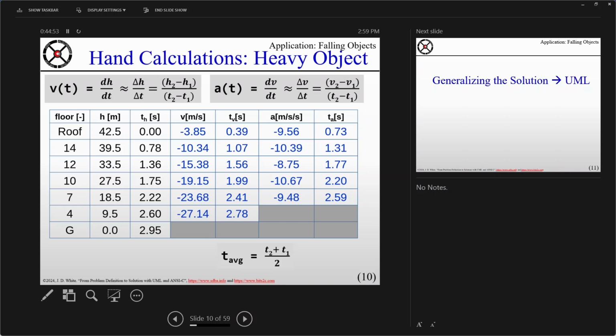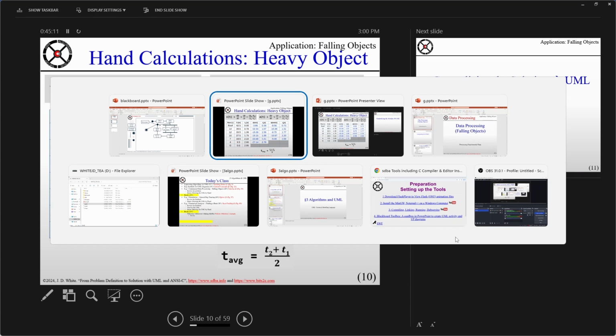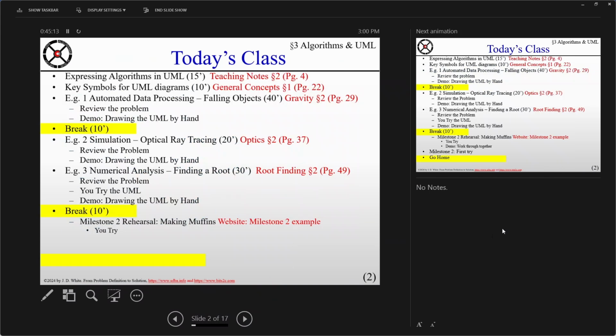We will now break for 10 minutes, and if you have questions, you can have the TA stamp your UML at the corner and then take your break. Then we'll continue on after the break with another example. Okay, so it's now break time.